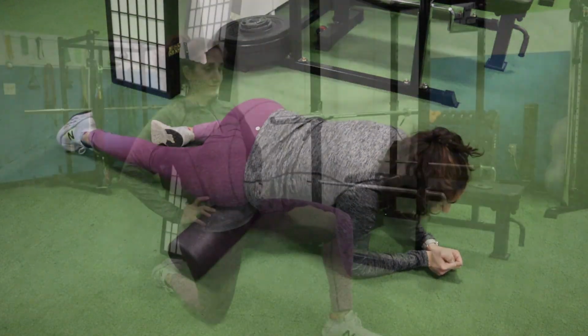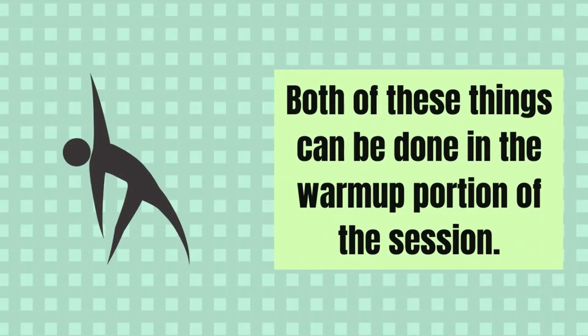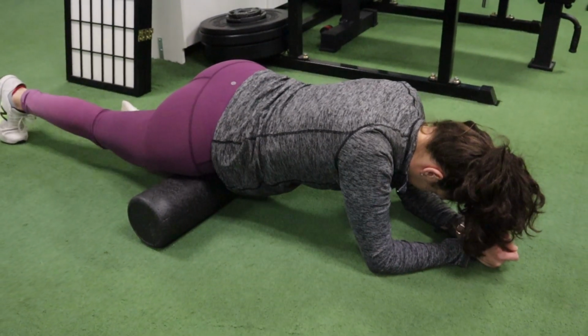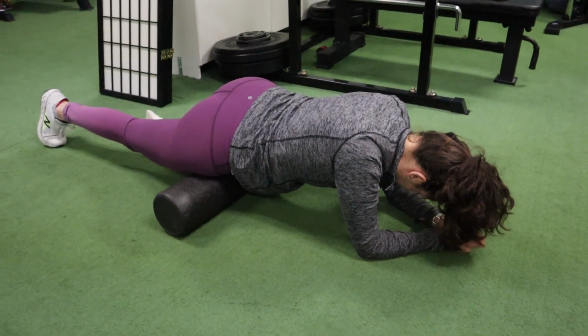Also, using a stretch like the half kneeling hip flexor stretch can help to reduce hip flexor tension. Both of these things can be done in the warm-up portion of a session, and both should only take a minute or two to complete. If your client feels any extra tension in a specific area we're trying to target, have them focus on that spot for a little extra time.